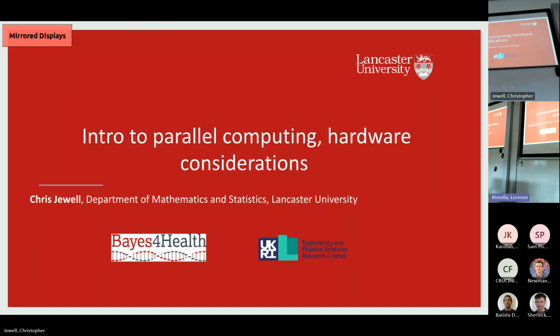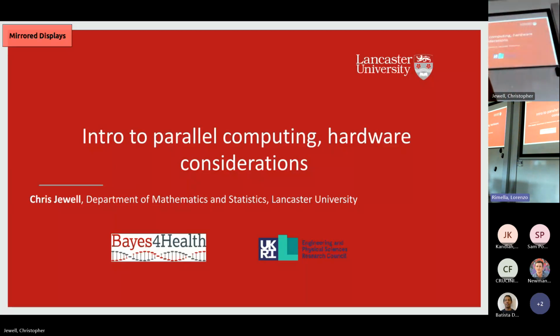Welcome to the masterclass on parallel computing. I guess this idea came about because Lorenzo and I were chatting about what we've done in Bayes for Health and wider in Cosines, what's the methodology that we've cooked up over the last few years, and how could we more effectively get that methodology out into implementations so that people can just pick up software packages and use it, hopefully.